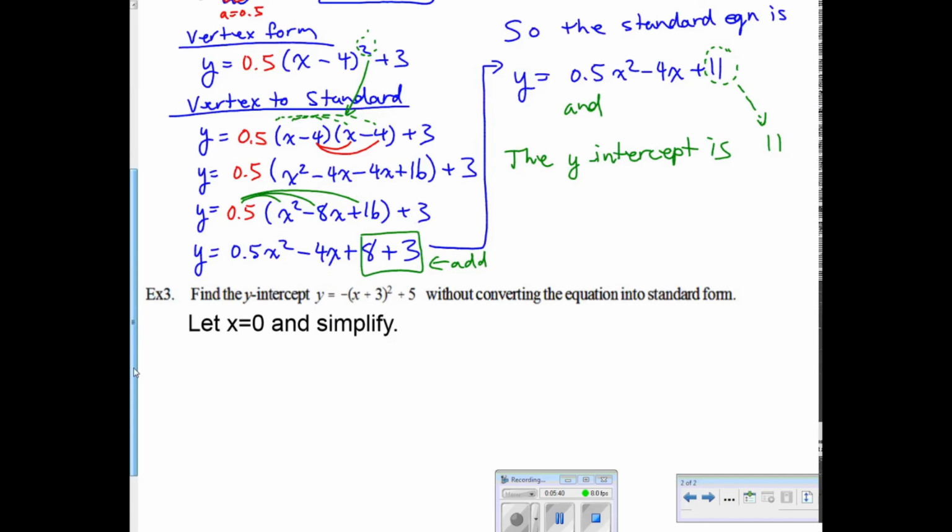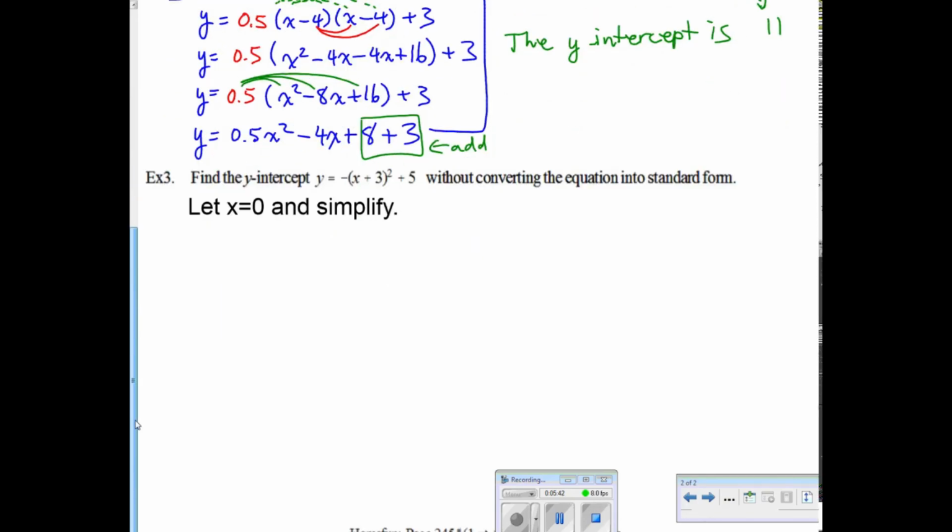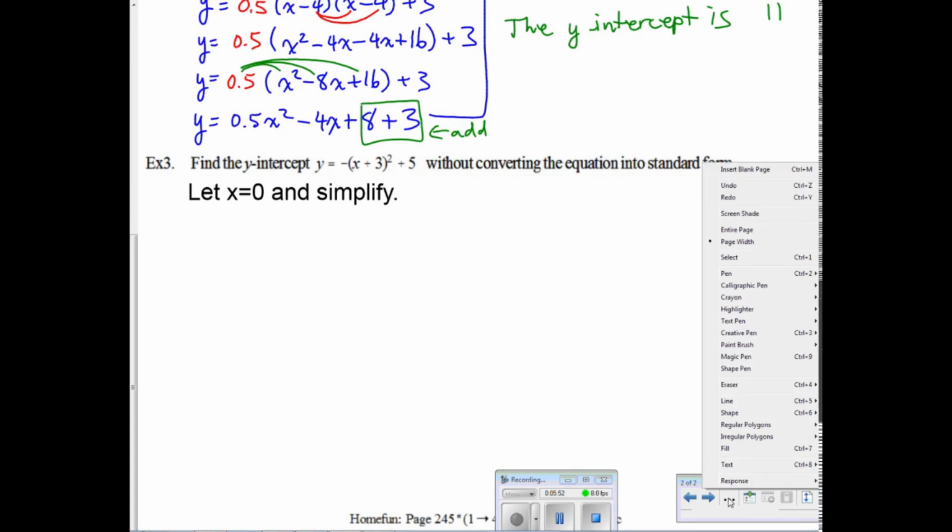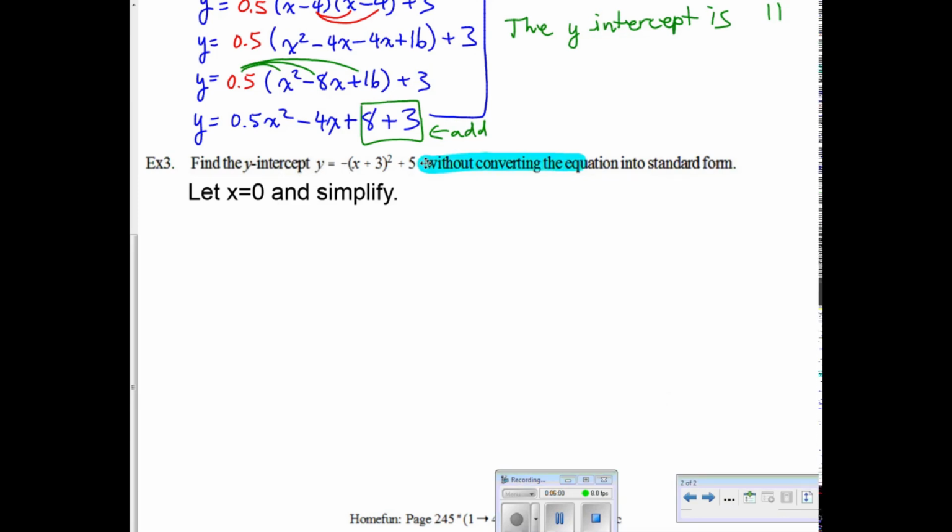Okay? So now, let's go and work on this last question of the day. It's asking us to find the y-intercept of this weird equation. Now the reason why it's weird is because of this minus sign sitting in front here, right? So it says find the y-intercept without converting it into standard form. Now in order to do that, you're just going to let x equal 0 and simplify. So for the y-intercept, you're going to let x equal 0, right?